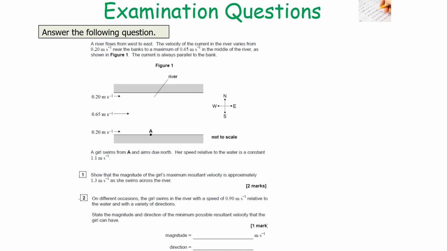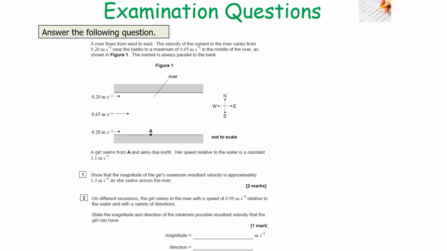A girl swims from A and aims due north. Her speed relative to the water is a constant 1.1 meters per second, so that the magnitude of the girl's maximum resultant velocity is approximately 1.3 meters per second as she swims across the river. On different occasions, the girl swims with a speed of 0.90 meters per second relative to the water and with a variety of directions. State the magnitude and direction of the minimum possible resultant velocity that the girl can have.